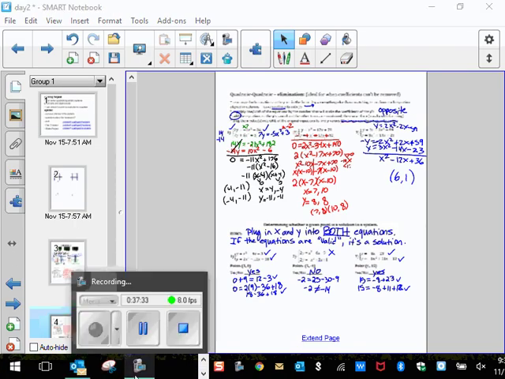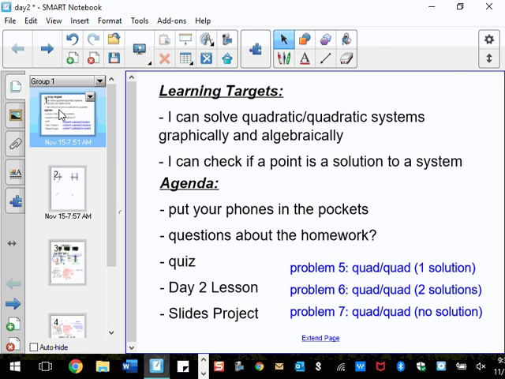So as promised, I'm going to go back to the very first slide. Remember, you are responsible for the paper or the homework assignment that I have on the blackboard. You can figure out your notebook or print it out and complete it. You also need to continue on with your slides project. You should have done problems 2, 3, and 4. That would have been your linear quadratic 1 solution, linear quadratic 2 solutions, and linear quadratic no solution that we set up last time.